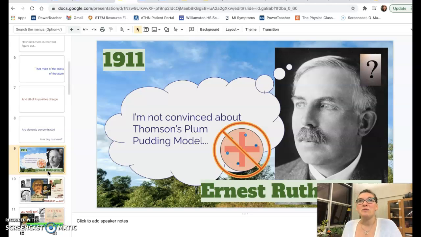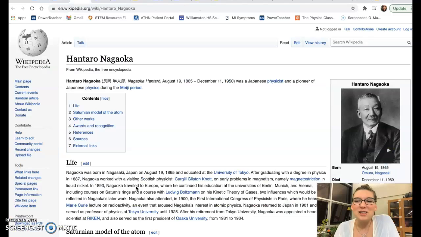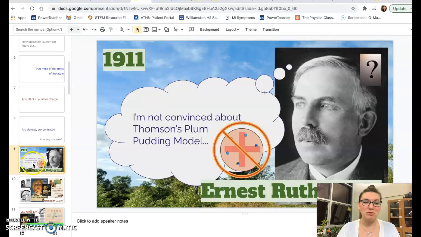In fact, there was a Japanese scientist whose name was Hantaro Nagaoka, who also disagreed with the plum pudding model, but he thought that maybe the atom would look kind of like Saturn, with a big, giant center nucleus, like the giant gas planet Saturn, and then these rings of electrons around it. So that was an interesting thought. Rutherford looked at that and thought that's interesting too, but his experiment proved something a little bit different.